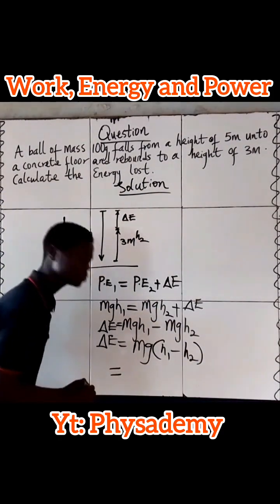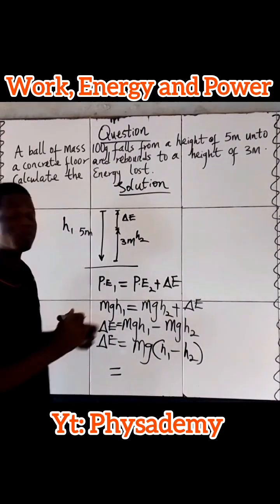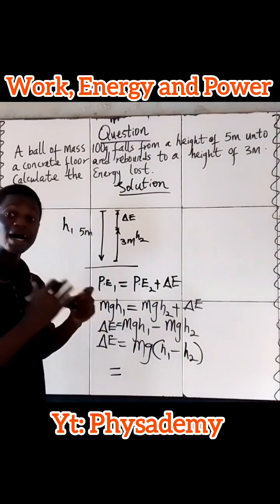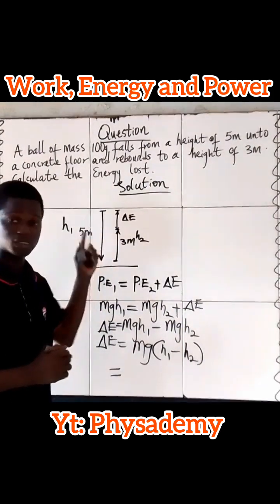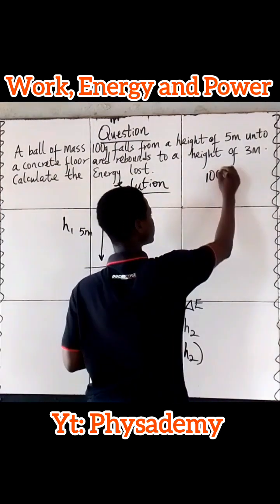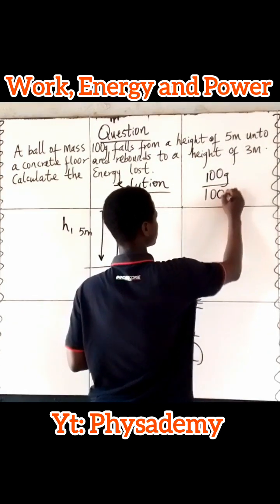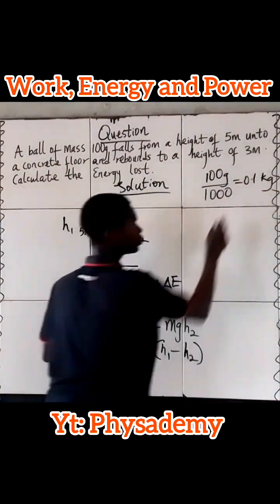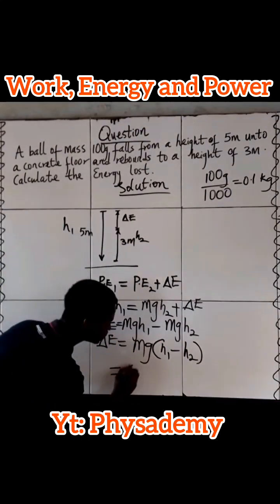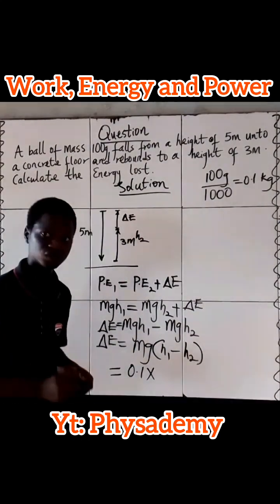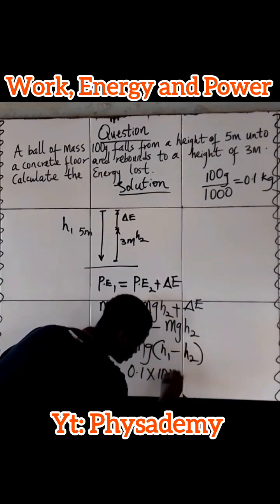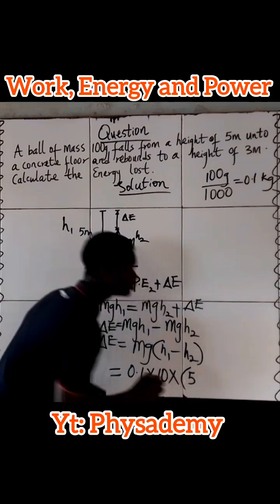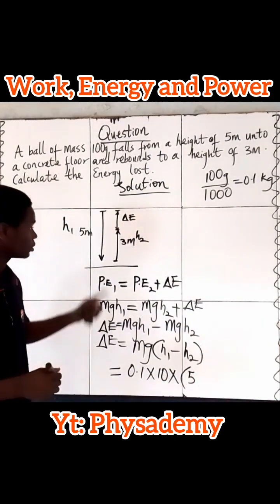What is the mass? Mind you, the mass was given in gram, 100 gram. And in physics we work only with standard units. So let's convert gram to kilogram, which is the standard unit. 100 gram divided by 1000 gives us 0.1 kg. So mass will now be 0.1. Gravity, whether it was given or not, take it as 10, times, what was h1, the initial height? 5 meter. And mind you, meter is the standard unit for height or length, so that's why I didn't convert.